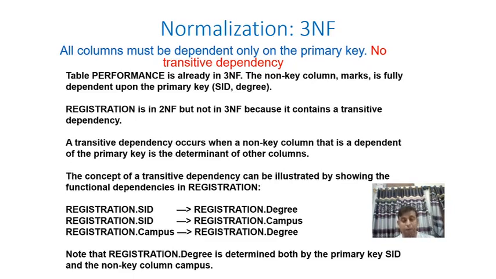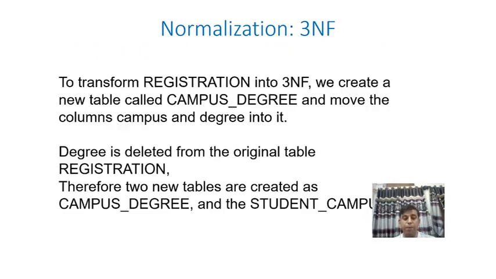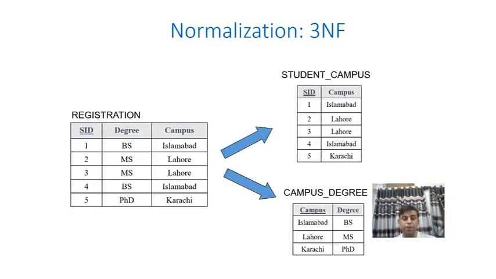How will we eliminate this transitive dependency? To transform registration into 3NF, we create a new table called campus degree and move the columns campus and degree into it. Degree is deleted from the original table registration. Therefore, two new tables are created, campus degree and student campus. Now we have created two tables from the old table registration.